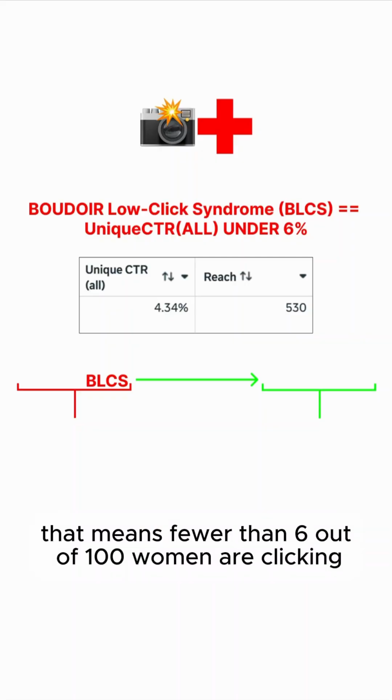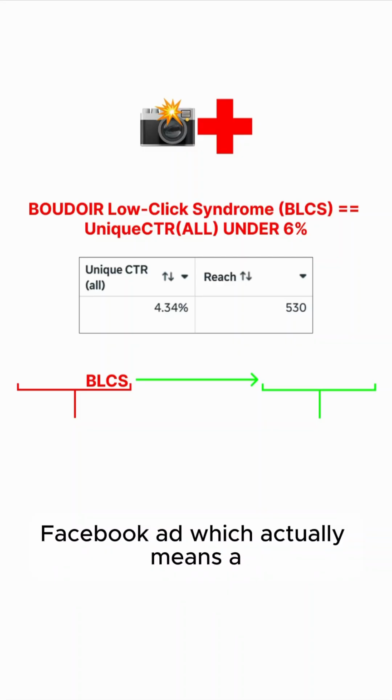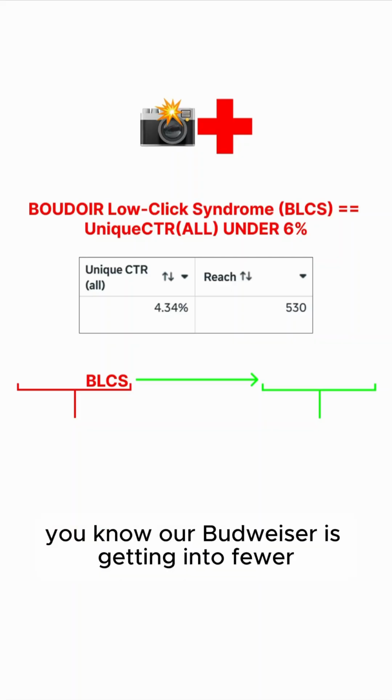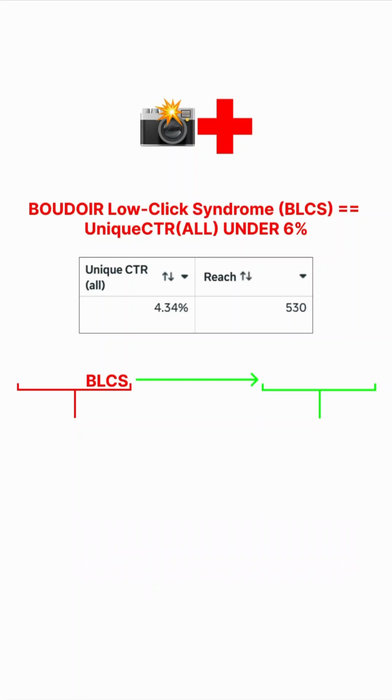So that means fewer than 6 out of 100 women are clicking somewhere on our Boudoir Facebook ad, which actually means our Boudoir Facebook ad is getting into fewer than 6 out of 100 women's brains.